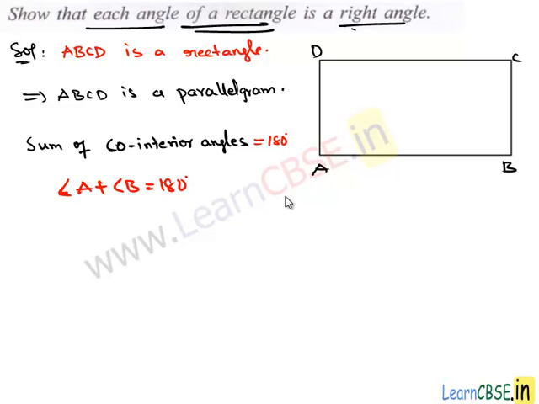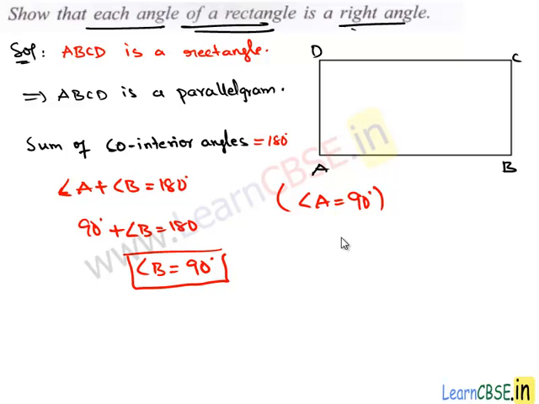And in this question, we take any angle to be a right angle. That means we take angle A as a right angle. Therefore, we get 90 degrees plus angle B is 180 degrees, which gives angle B is 90 degrees. Therefore, angle A and angle B are each 90 degrees. Similarly, we can prove angle C and angle D are 90 degrees. How can we prove this? Because C and D are also co-interior angles, their sum must be 180 degrees. So in any rectangle, each angle is a right angle.